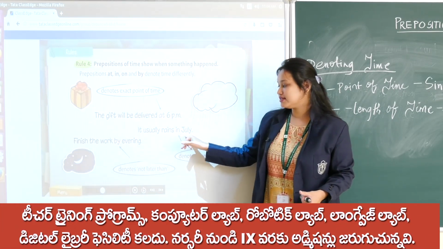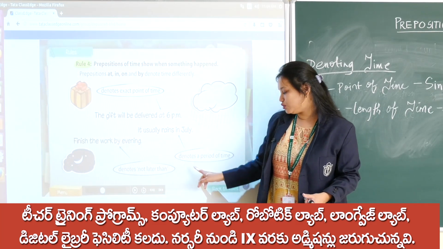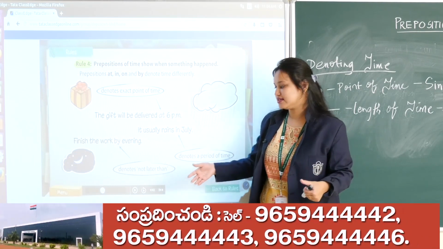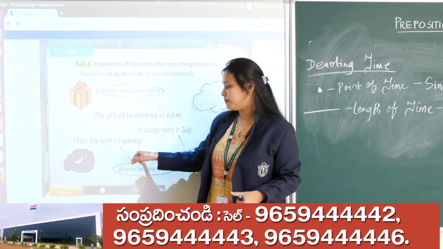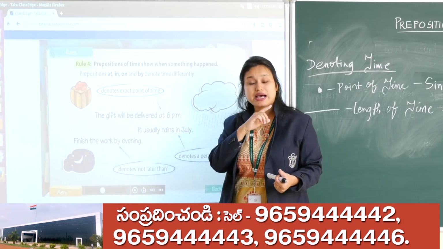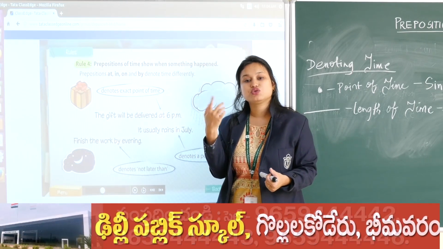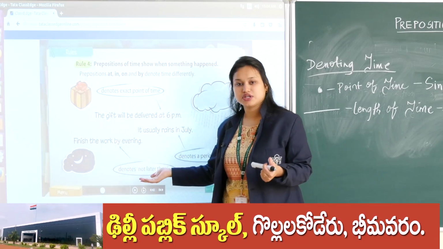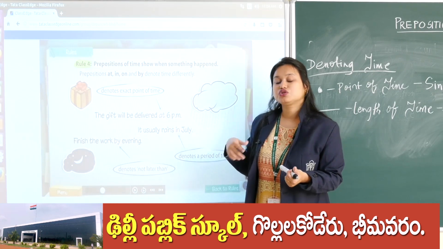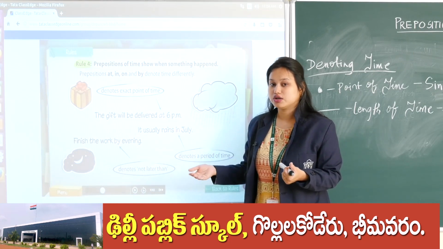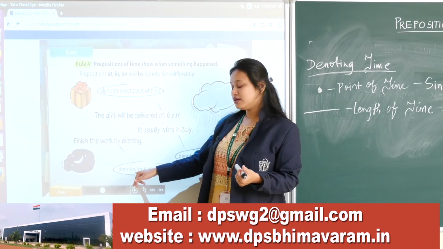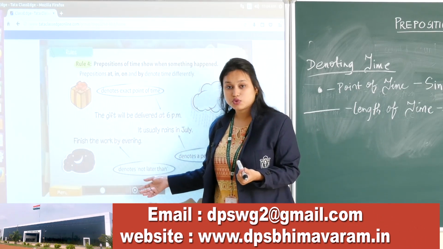It usually rains in July. It denotes a period of time. So in July, it usually rains, the rainy season. Finish the work by evening. See, when we dealt with passive voice, the preposition by was used differently, to indicate the agent, the doer who has done the action. Now it is used for denoting time. Here we are trying to indicate time.